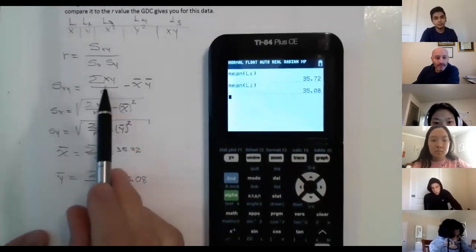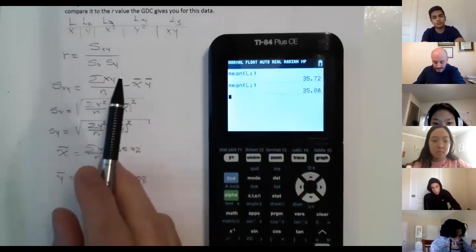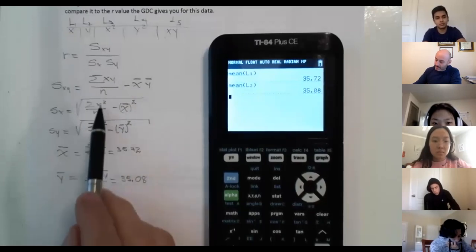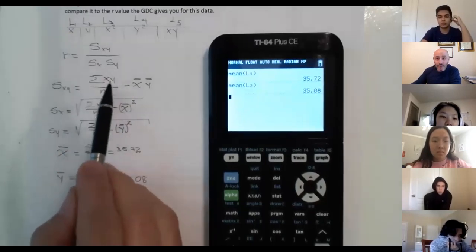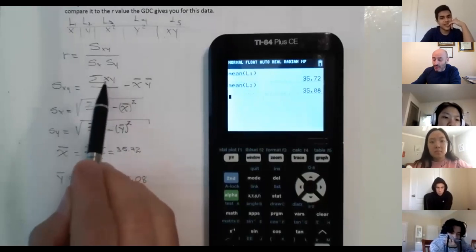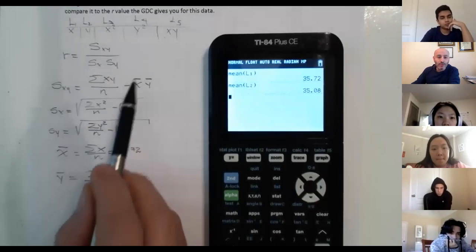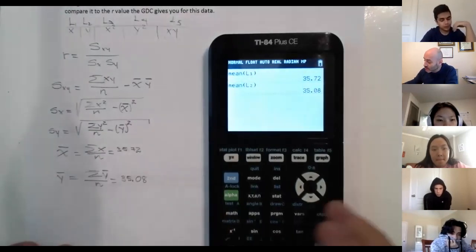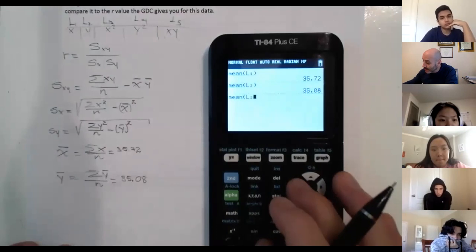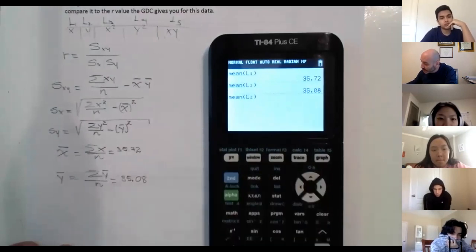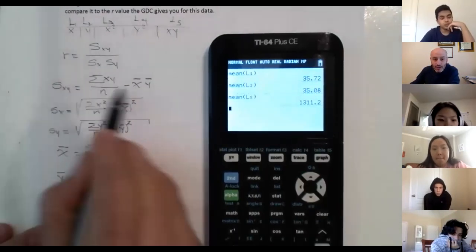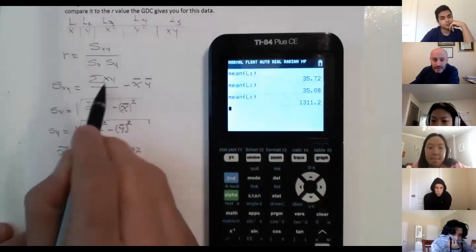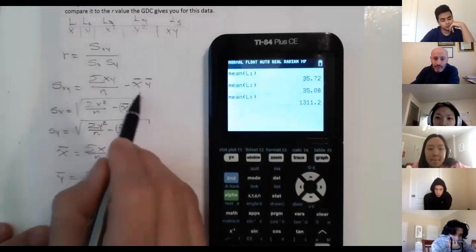Now I need to find what this will be. This is the mean of the products, right? Because it's the sum of all the products divided by n. So where did we put the products? In L5, right? So I'm going to do this, L5. So that would be the mean of that, okay? So I have all the information to find this value, correct? I have this mean, and I have these two means, correct?